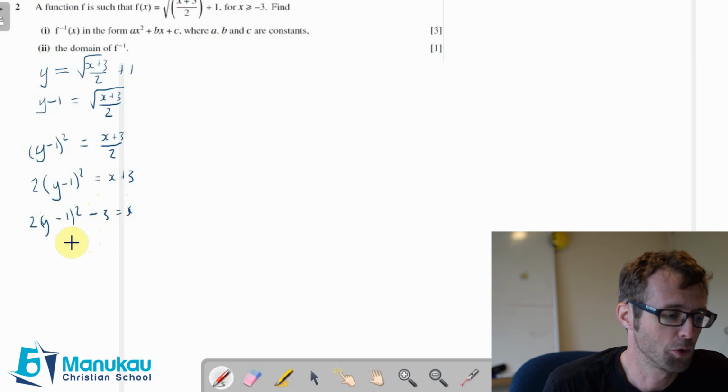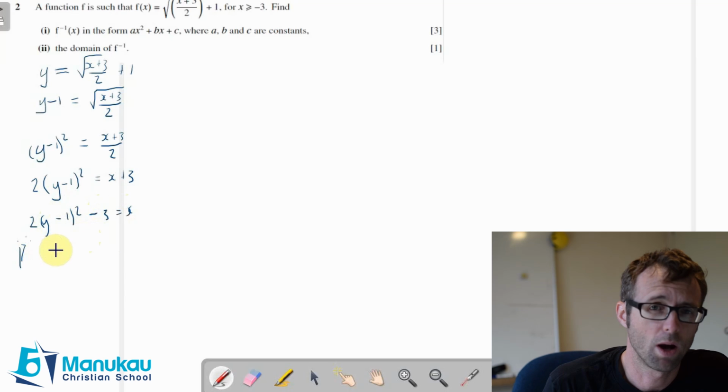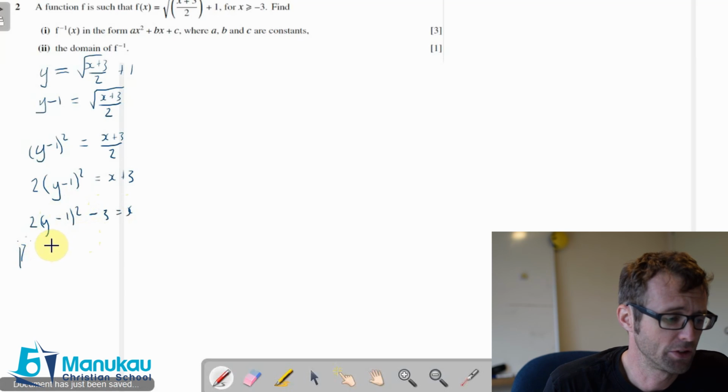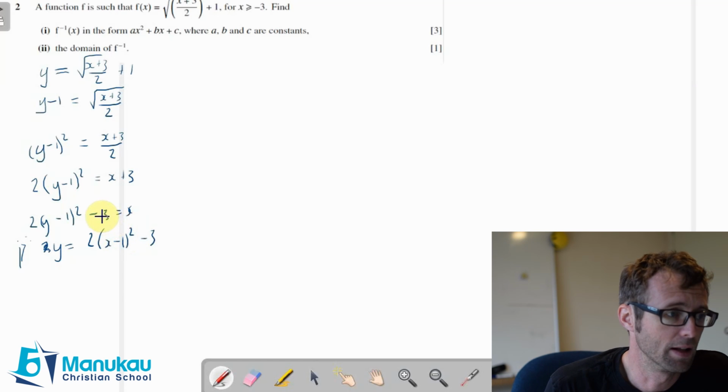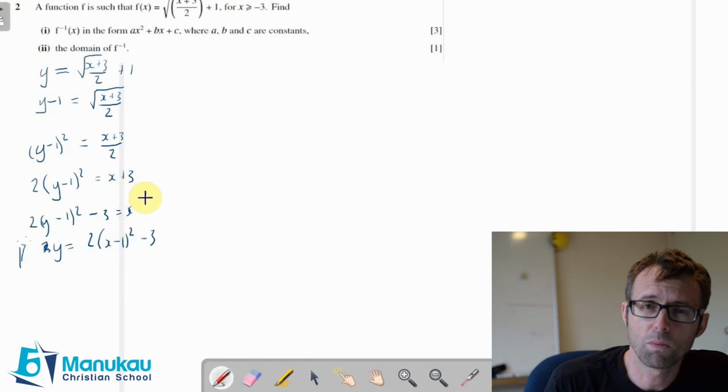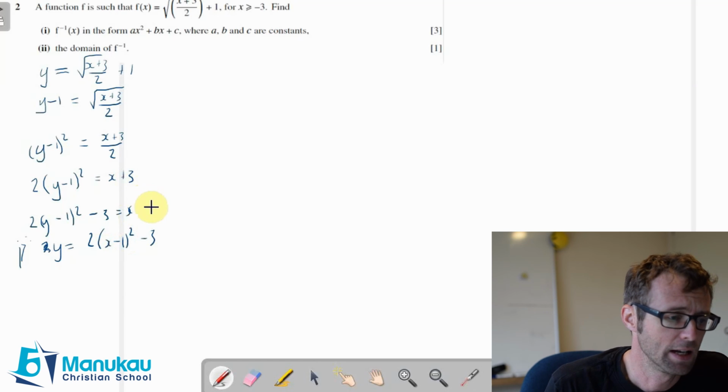And then of course we're going to swap our x and y across. So I will have y is equal to 2 (x minus 1) all squared minus 3. That's not the form that they've asked us to have it in. If you look at the question, it's got to be in this form here. So we probably want to expand this.